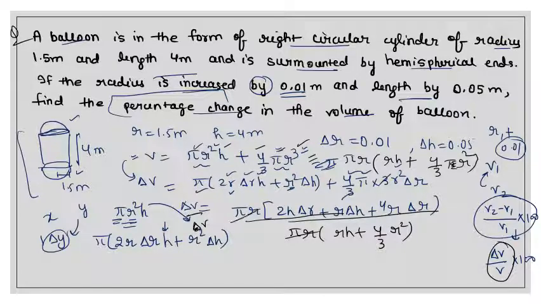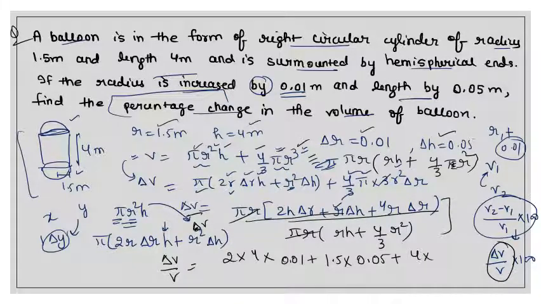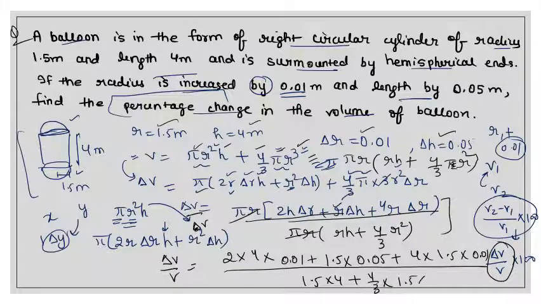Pi r cancels with this pi r. What is left? Just put down all the values. So del v by v is equal to h, which is 4, del r, which is 0.01, plus r, which is 1.5, del h, which is 0.05, plus 4r, which is 1.5, del r, which is 0.01, divided by rh, which is 1.5 into 4, plus 4 by 3 r square, which is 1.5 into 1.5.